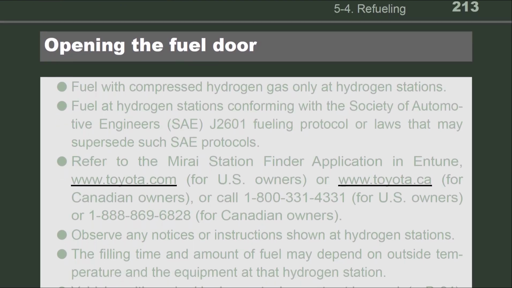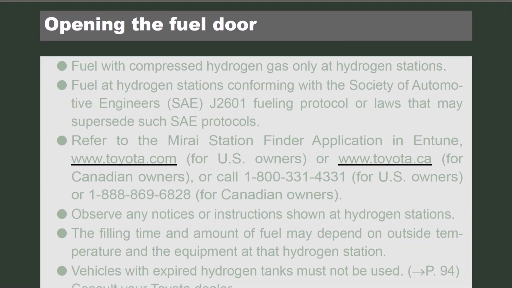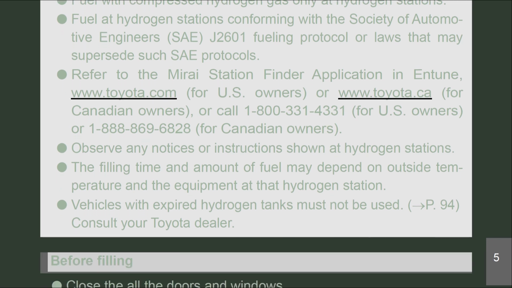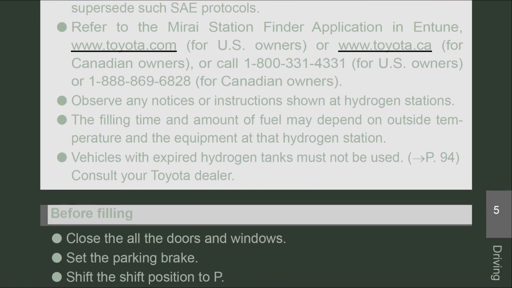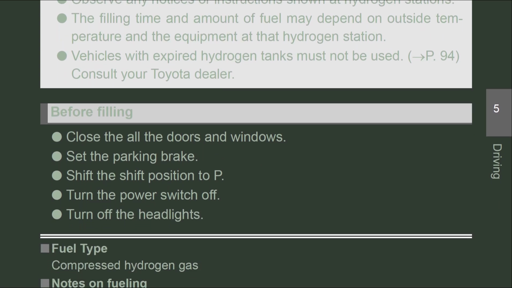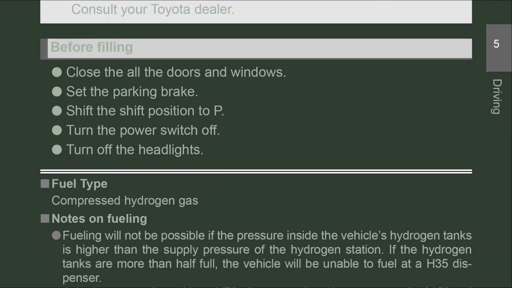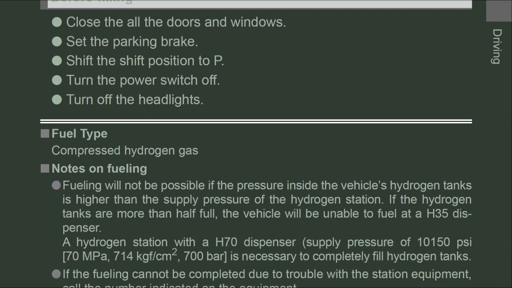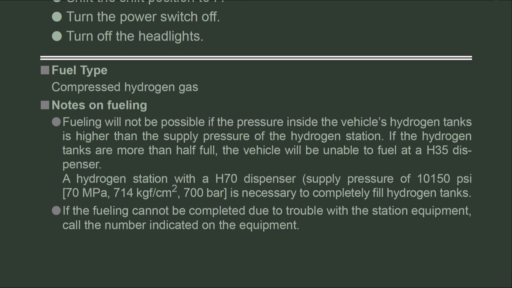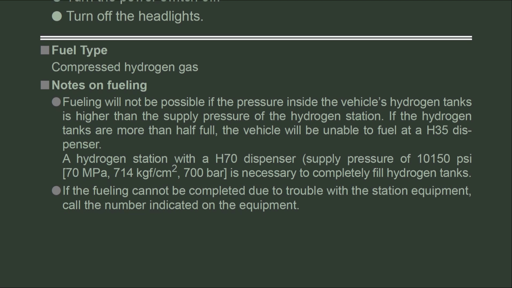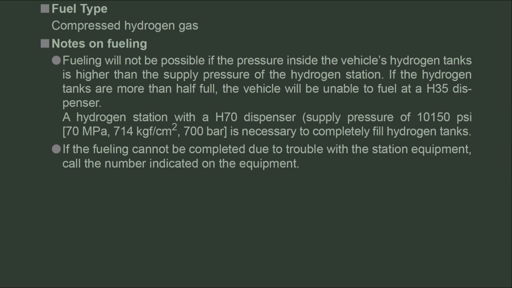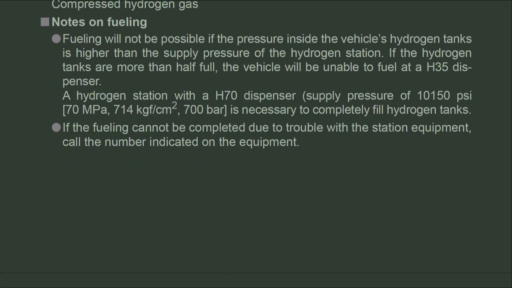Fueling will not be possible if the pressure inside the vehicle's hydrogen tanks is higher than the supply pressure of the hydrogen station. If the hydrogen tanks are more than half full, the vehicle will be unable to fuel at an AH35 dispenser. A hydrogen station with an AH70 dispenser supply pressure of 70 megapascals, 714 kilograms force per square centimeter, 700 bars, is necessary to completely fill hydrogen tanks. If the fueling cannot be completed due to trouble with the station equipment, call the number indicated on the equipment.